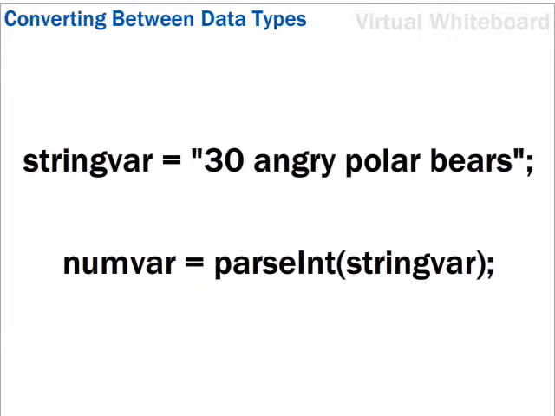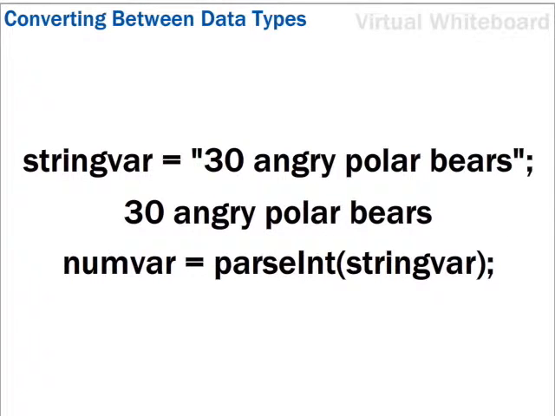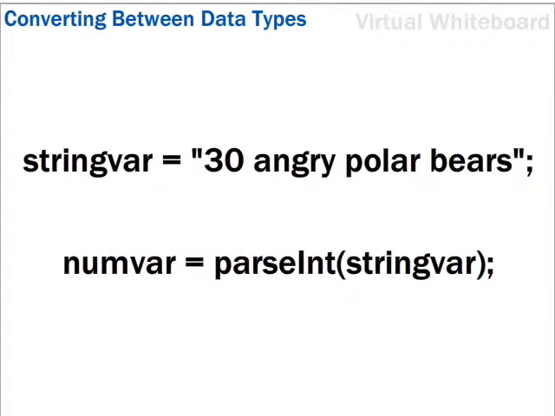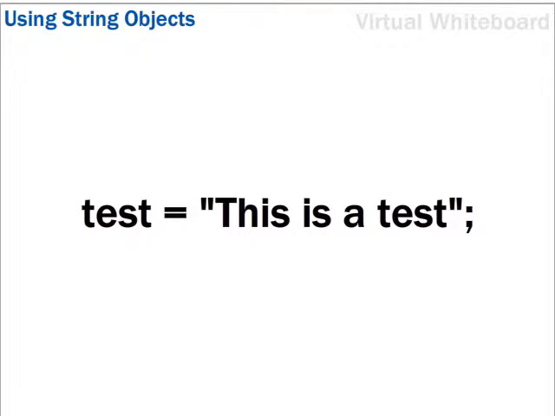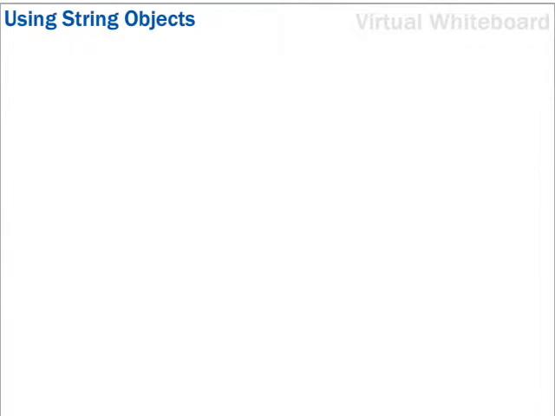Both of these functions will read a number from the beginning of the string and return a numeric version. For example, these statements convert the string "30 angry polar bears" to a number. After these statements execute, the numVar variable contains the number 30. The non-numeric portion of the string is ignored. Strings store a group of text characters and are named similarly to other variables. As a simple example, this statement assigns the string "this is a test" to a string variable called test.